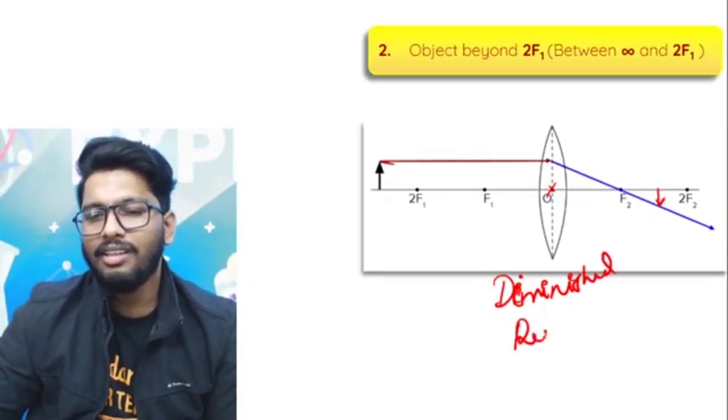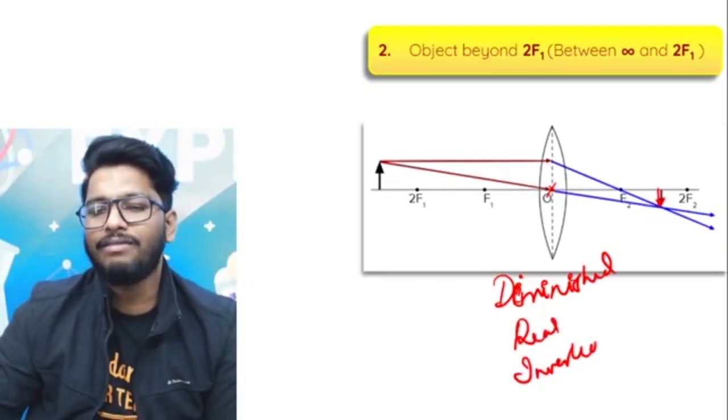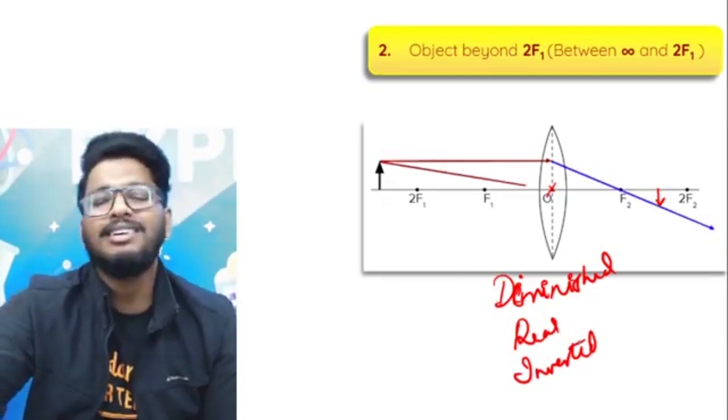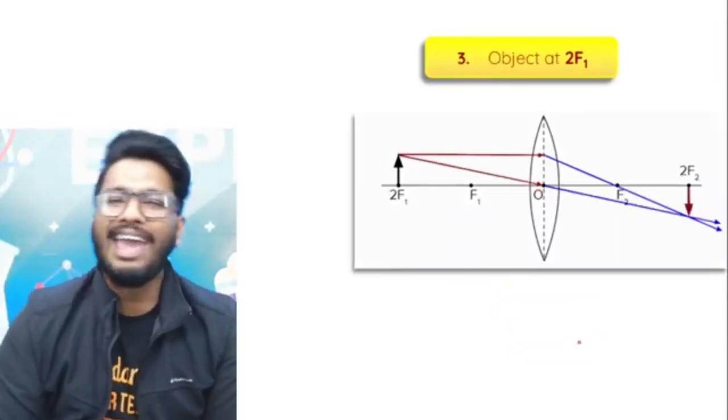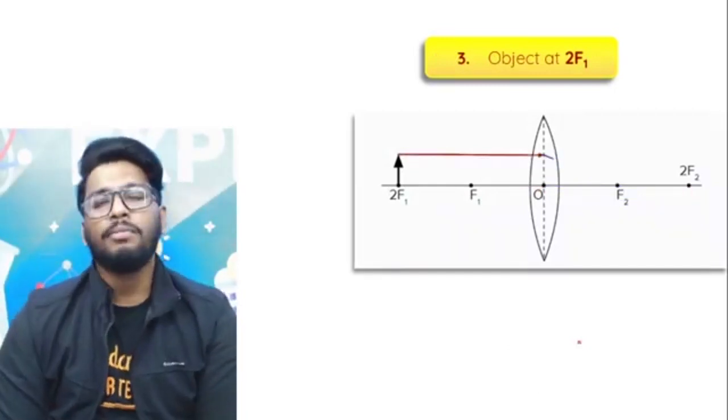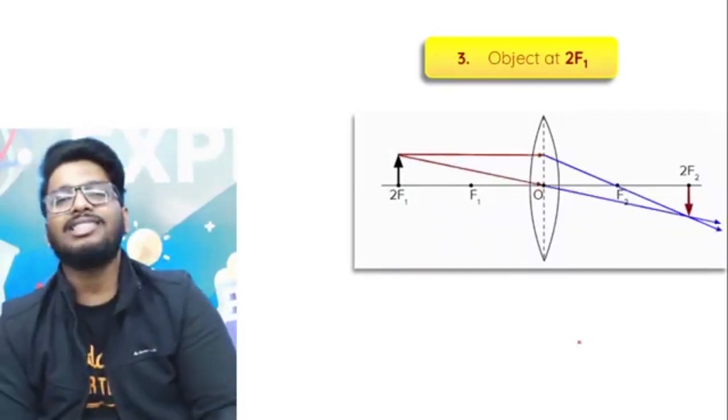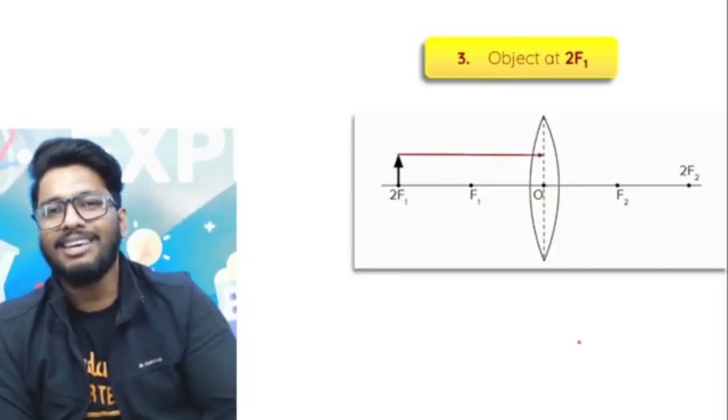It's going to be real, and it's going to be inverted as well. This is the properties of the image as well. The third one: if the object is kept at 2F2, then the image is going to be formed exactly at 2F2 itself, of the same size, but it's going to be real and inverted.